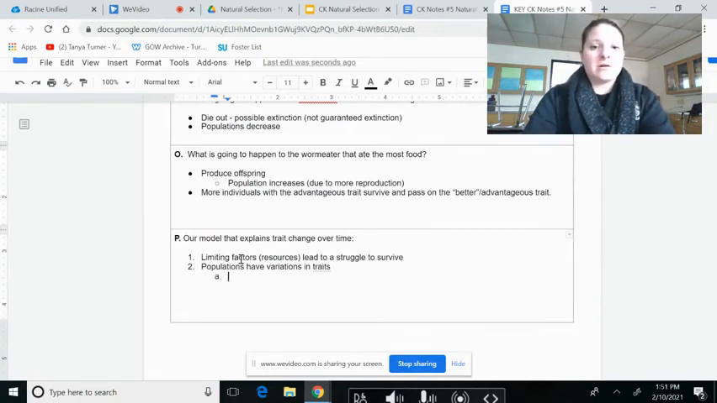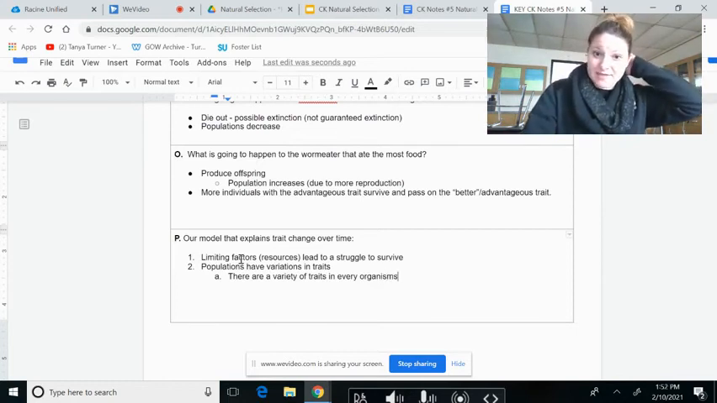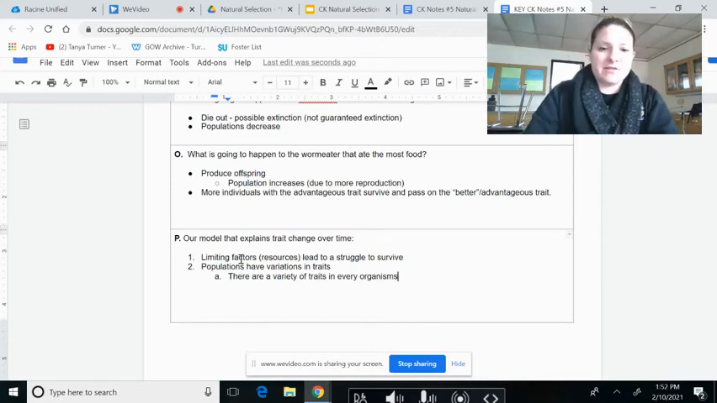So just remember that there's a variety of traits in every organism. Remember, like the beak sizes are not the same, pea size is not the same, that there's like a variation with those histograms.